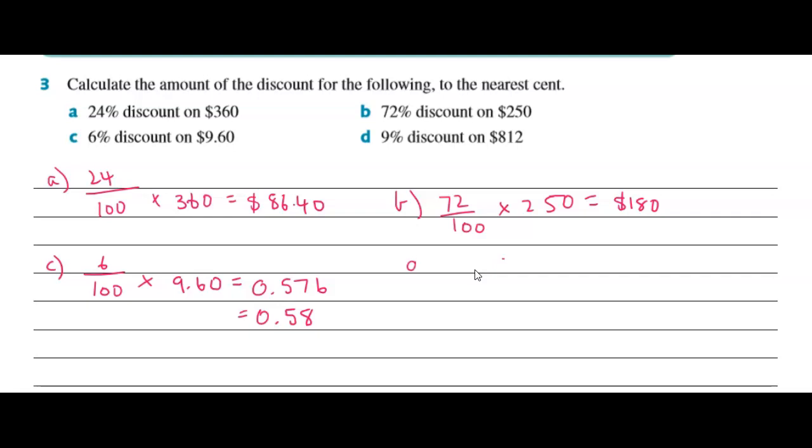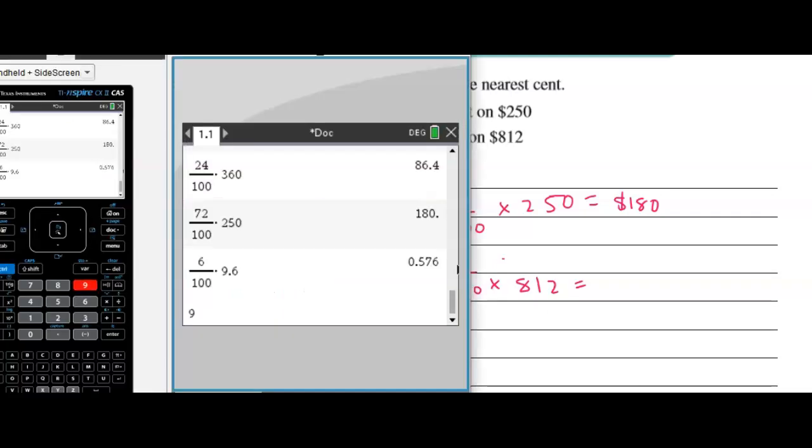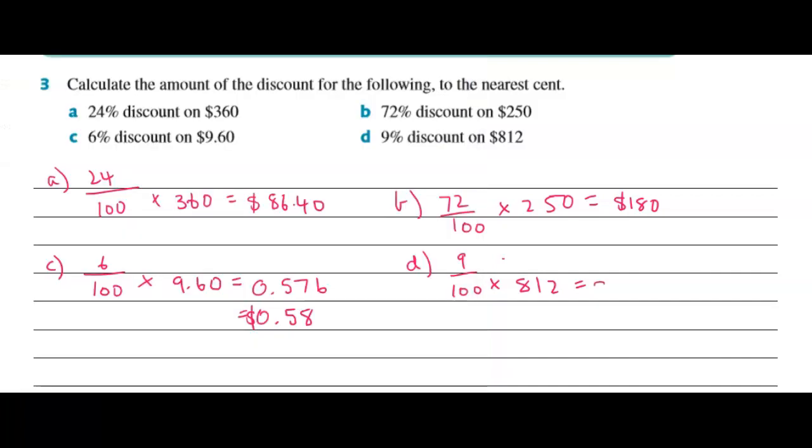All right, and then question D, 9% discount on $812. Sorry, I should put the dollar sign there. So 9 over 100 times 812. So 73.08.